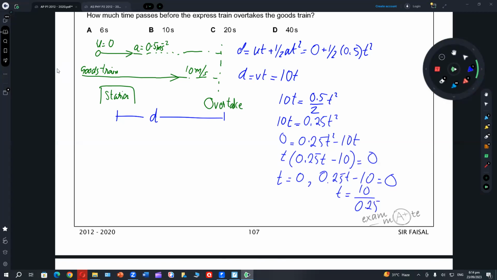Sir, how much is 10 upon 0.25? Is it 40? Yeah, 40. So this is how we manage the overtaking questions, and overtaking logic is quite famous.